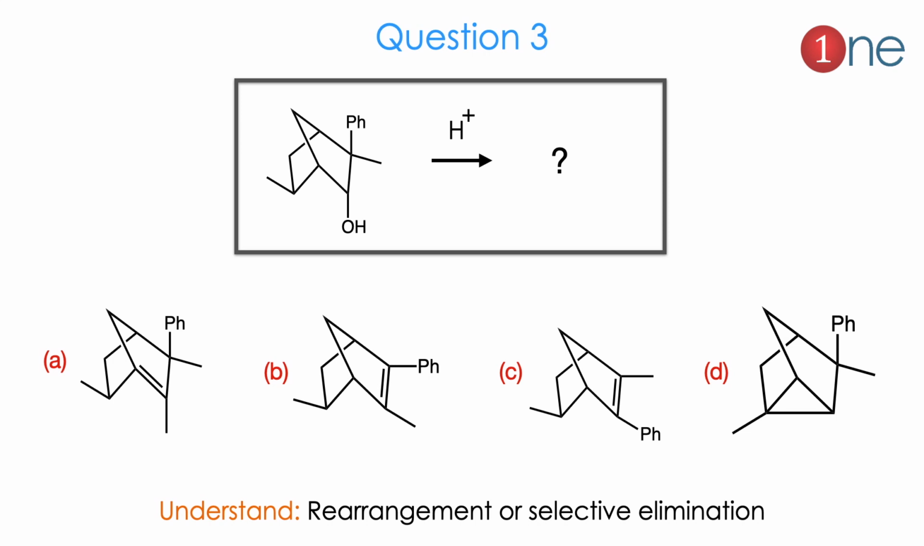Then question number 3, which is a bicyclic system where phenyl and alcohol are attached and H plus is given. Here clearly you can see water elimination is there. So which side will the double bond be formed? So here you have to find if there is any rearrangement or any selective elimination reaction.